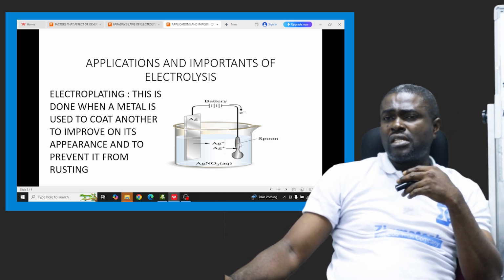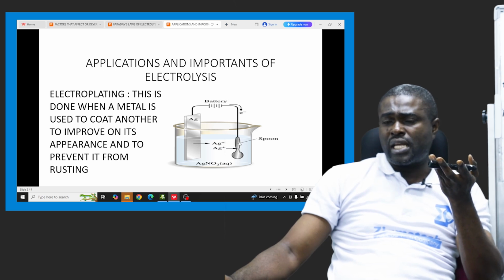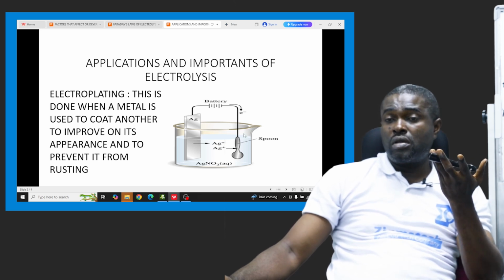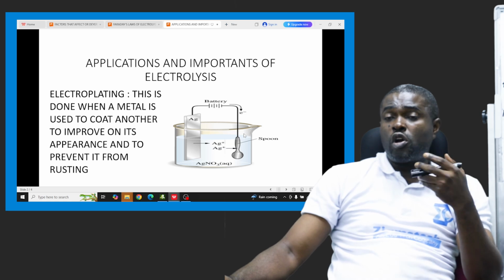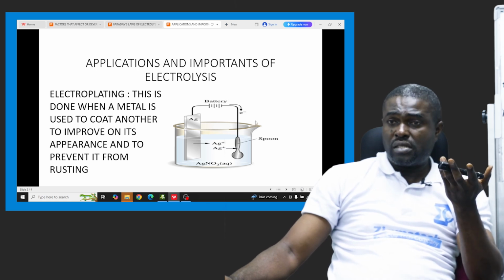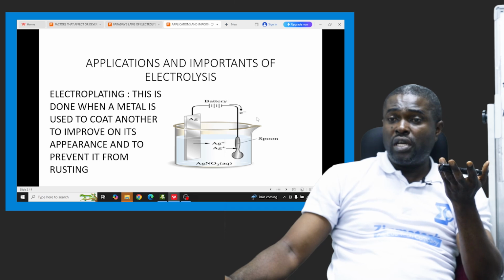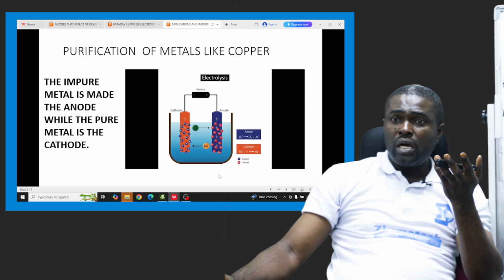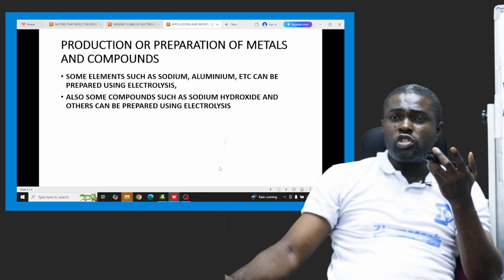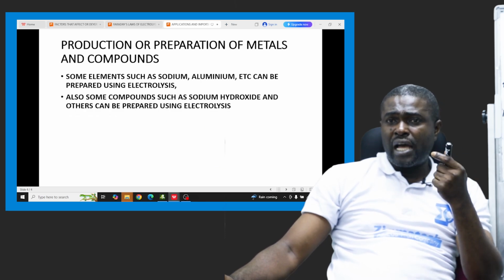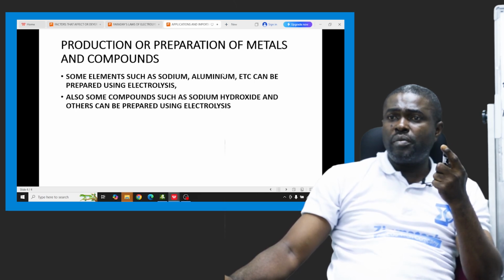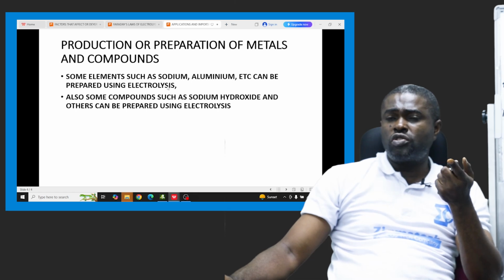The third is the one we have been dealing with since we started analyzing electrolysis of some compounds. At the end of electrolysis, chemicals are produced. Yes, elements are produced, compounds are produced. That is true. For example, in the electrolysis of, let me look at the next one. It's the production or preparation of metals and compounds. Some elements such as sodium, aluminum, etc. can be prepared using electrolysis.